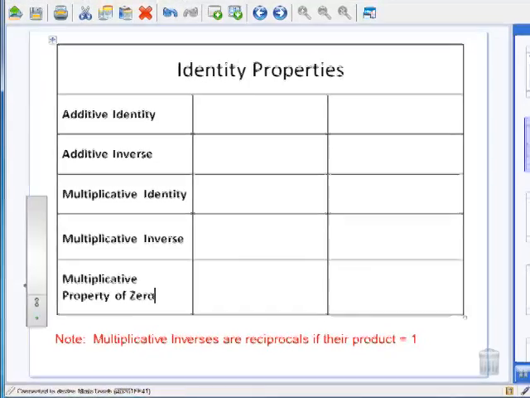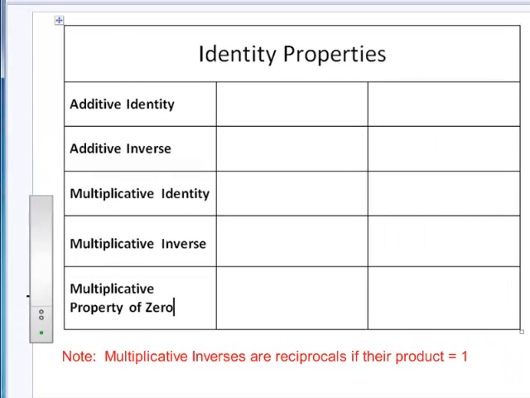Moving on to the identity properties. The additive identity property basically says this: A plus 0 equals A. An example, we know that's true: 8 plus 0 equals 8. Okay? Works for negative numbers. Negative 7 plus 0 equals negative 7. As long as you add 0 to it, it's still the same thing.